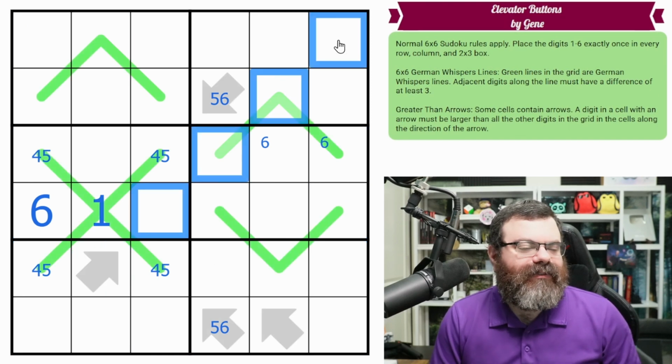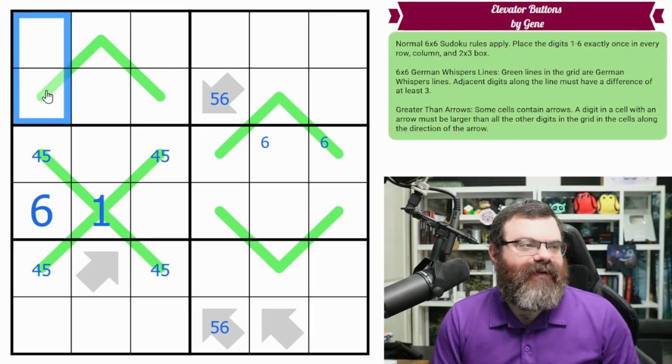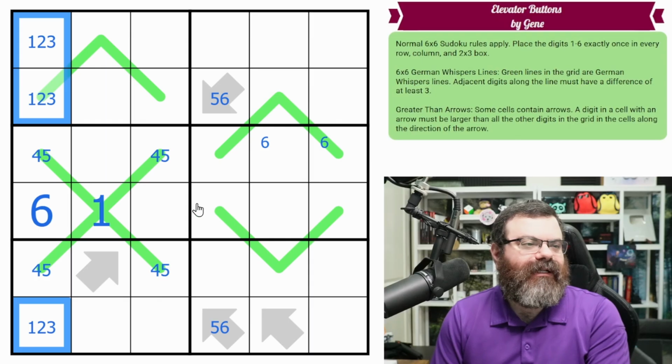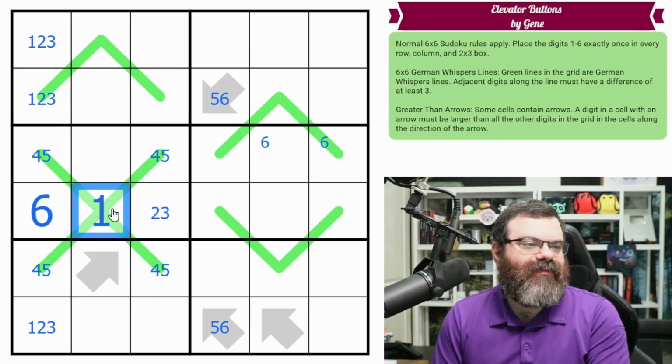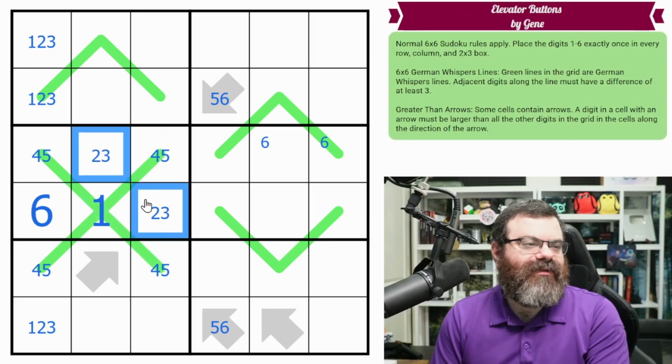Now this, do I know anything about this? I mean, it's not 4, 5 because of the 4, 5 pair here. In fact, we know these are from 1, 2, 3. We know these are from 1, 2. Actually, sorry, this is from 2, 3 only because it sees 1, 6, 4, 5. In fact, this whole box just needs 2, 3.